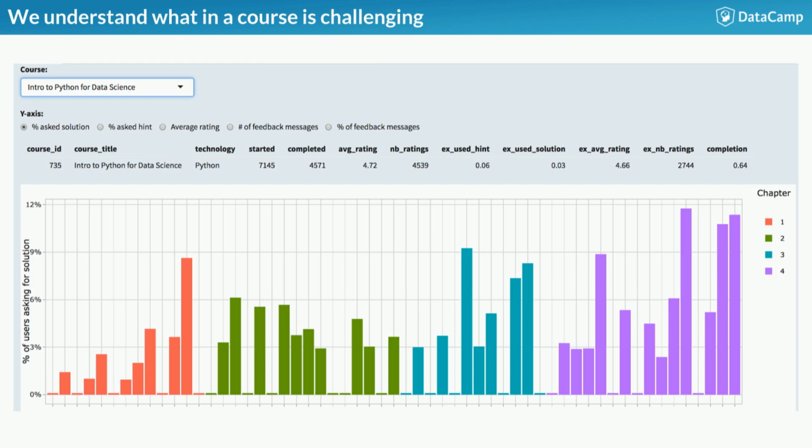If nobody requests a solution, that means it's way too easy. People will get bored and drop off. If typically more than 10% need the solution on an exercise, it's probably too difficult. And we should try to understand why people have trouble with that specific exercise. So one bar plot here indicates the percentage of students that need the solution for this specific exercise.